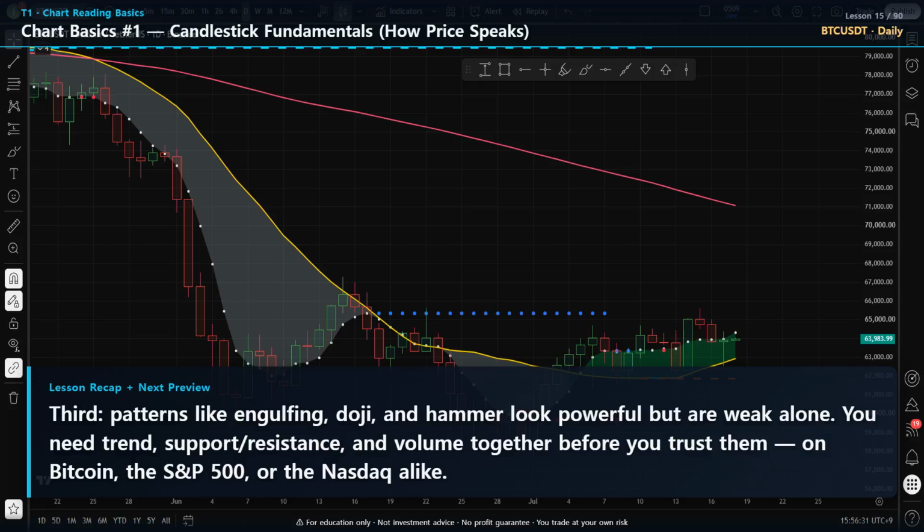Third, patterns like engulfing, doji, and hammer look powerful but are weak alone. You need trend, support/resistance, and volume together before you trust them. On Bitcoin, the S&P 500 or the NASDAQ alike.